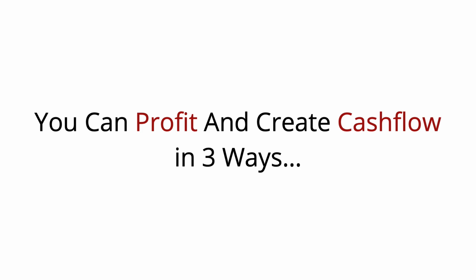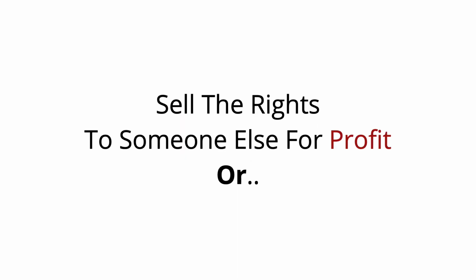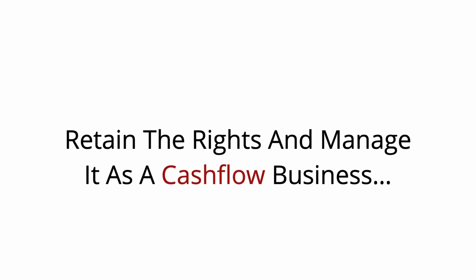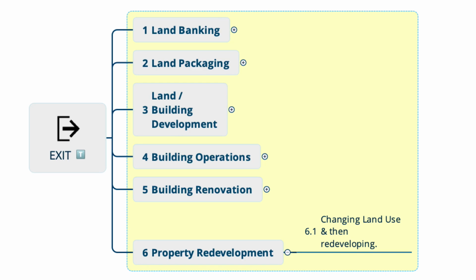You can choose to profit and create cash flows from building operations in 3 ways. You can buy rights to them from another developer, sell the operation rights of your development to someone else for profit, or you can retain these rights and manage and operate the building as a business once your development is complete. Building renovation: once you're in, you're in. To exit, you either add value by renovating or you simply buy and hold to renovate at a later date. Property redevelopment is one of the lesser used strategies, as it takes a long time for a building to come to the end of its life.